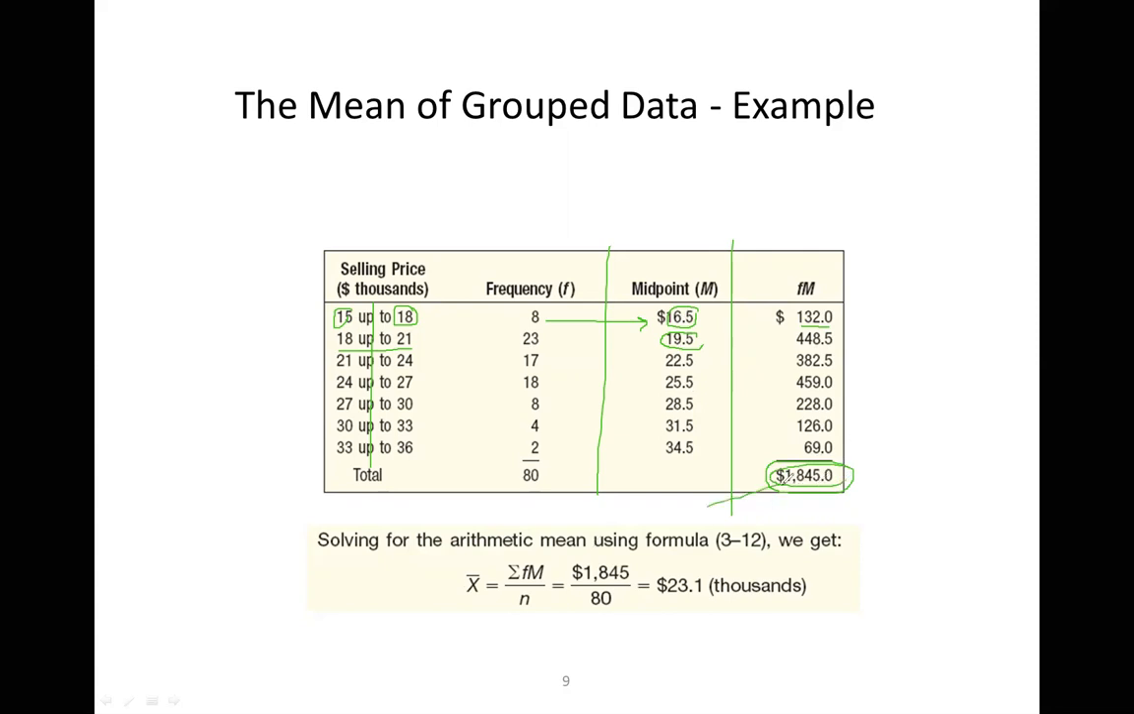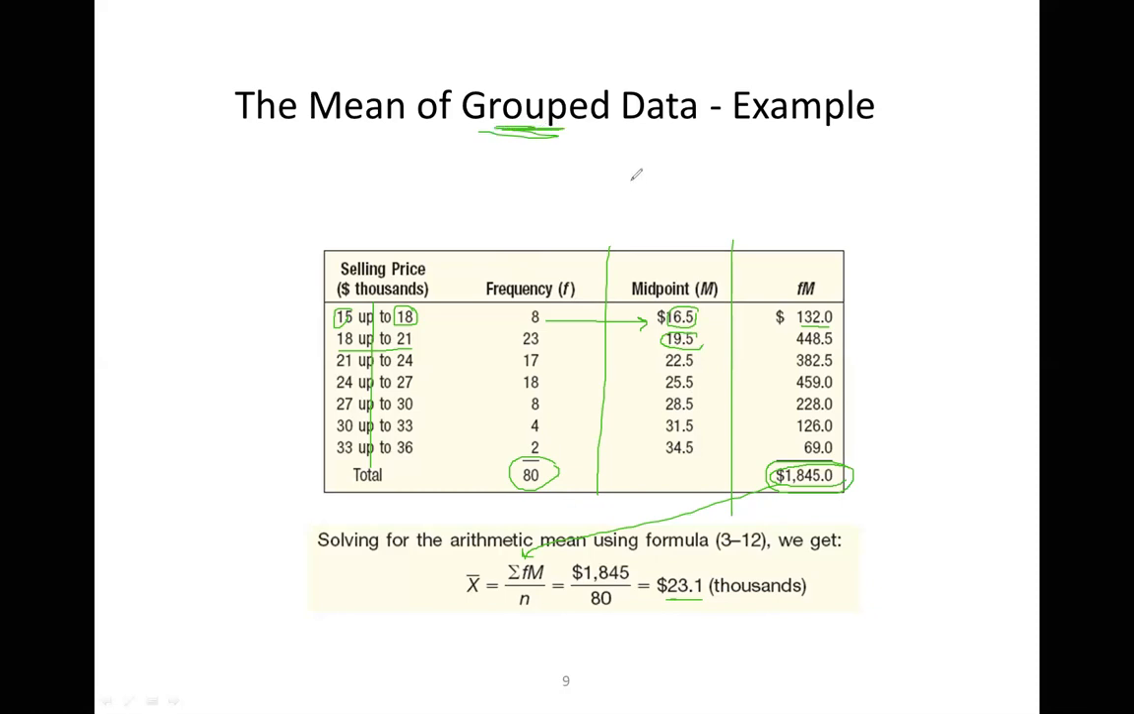Now to calculate x bar, sigma fm divided by n, the total of the frequency values, which equals 80. Then the average selling price from that frequency table equals 23.1, in units of thousands, so 23.1 thousand. That's how to find the mean from the frequency table, or we can say the grouped data.